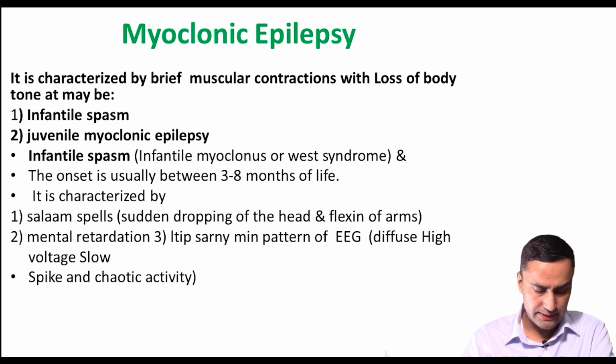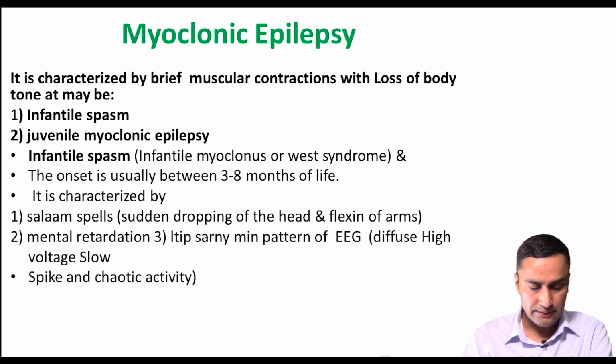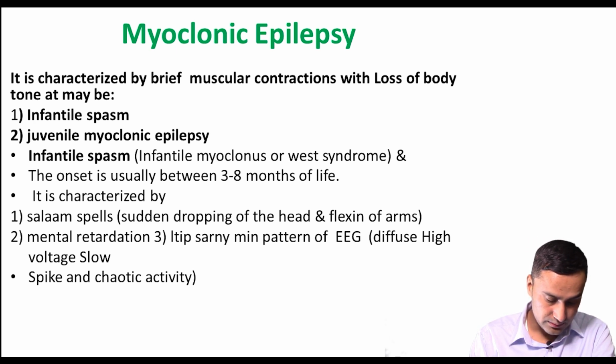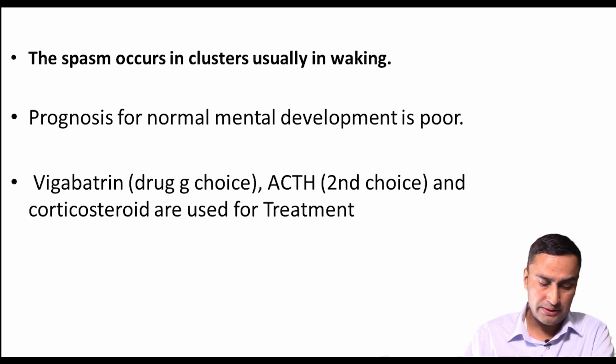There are two signs present in infantile spasm, called salaam spells and mental retardation, and the hypsarrhythmia pattern of the EEG, in which diffuse high voltage slow spikes and chaotic activity are present. Spasms occur in clusters, usually on waking. The prognosis for normal mental development is poor, and vigabatrin is the drug of choice.